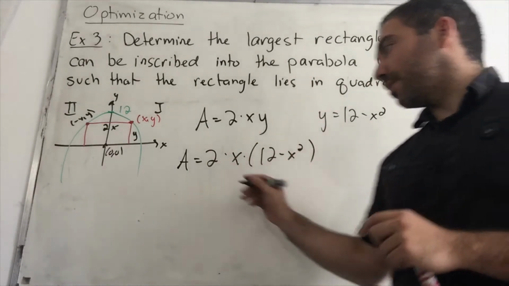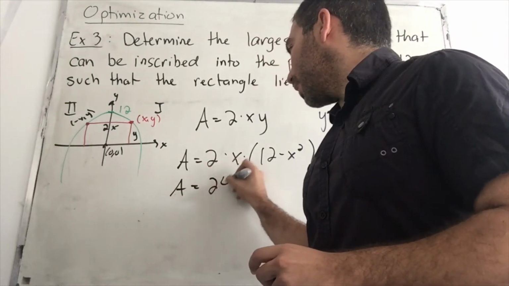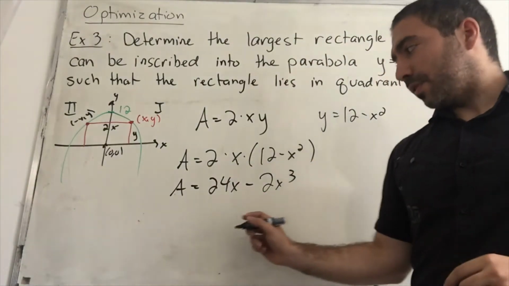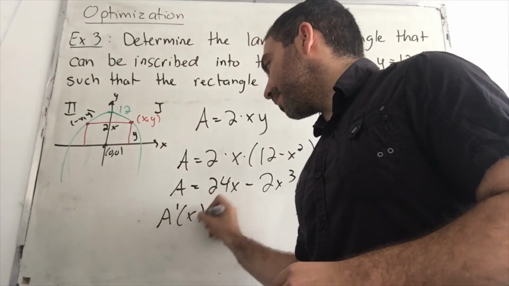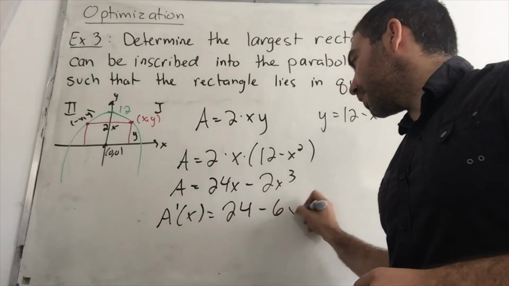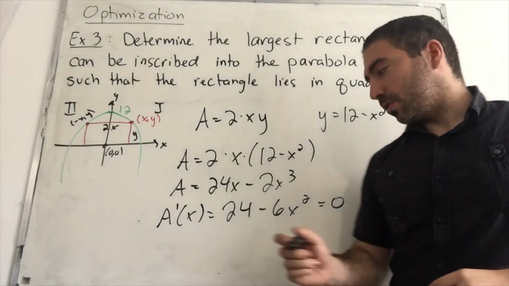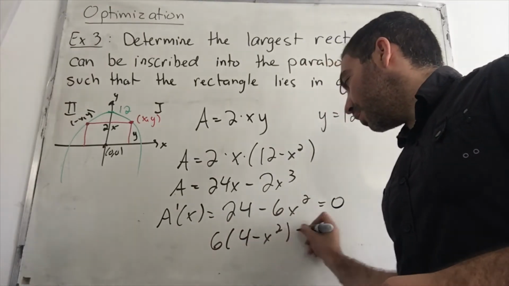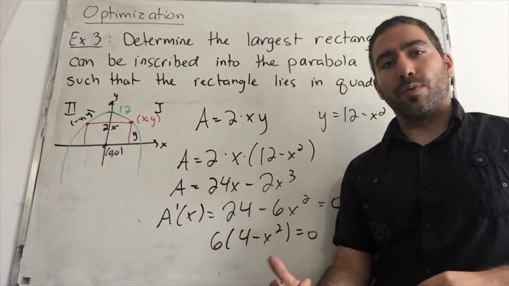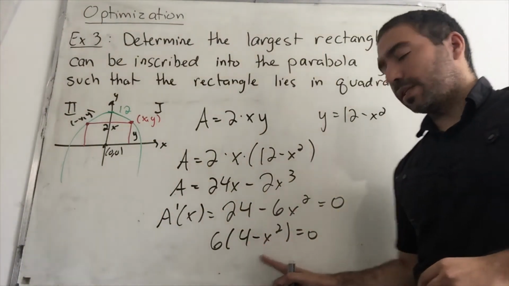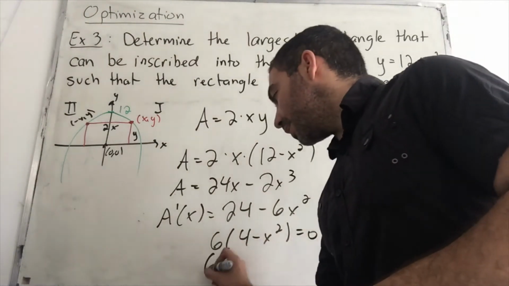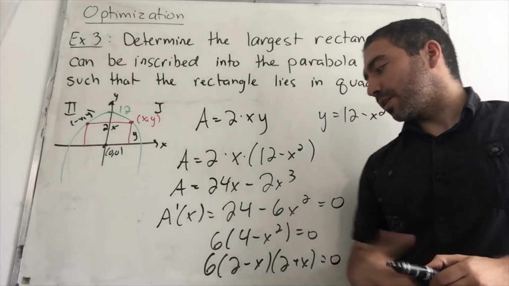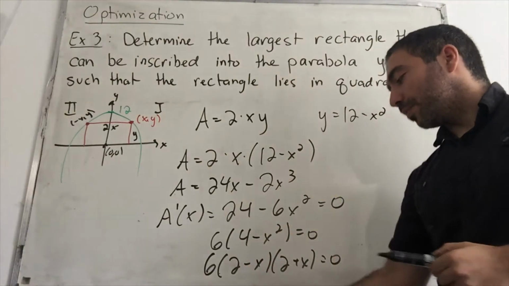Distributing the 2x, we get the area is equal to 24x minus 2x cubed. Now we're going to take the derivative with respect to x, so A prime of x is equal to 24 minus 6x squared. Set the derivative equal to 0. Let's go ahead and factor out a 6, leaving us with 4 minus x squared in the bracket. Notice that we have a binomial separated by a subtraction sign, so we could apply difference of squares. So we get 6 times (2 minus x) times (2 plus x) equals 0, because we could square root 4 and square root x squared.